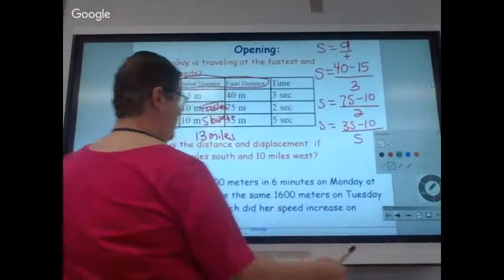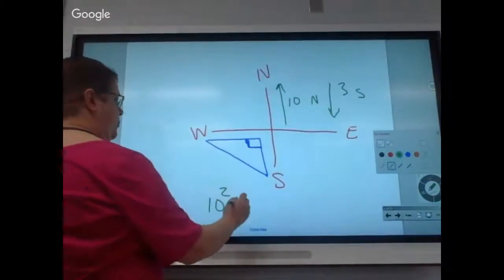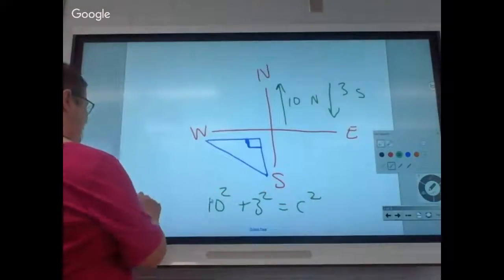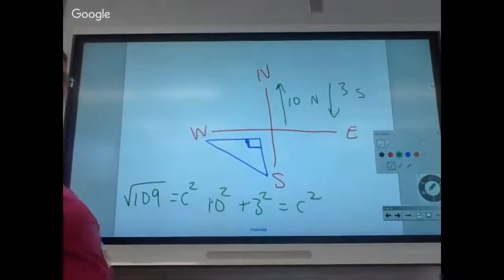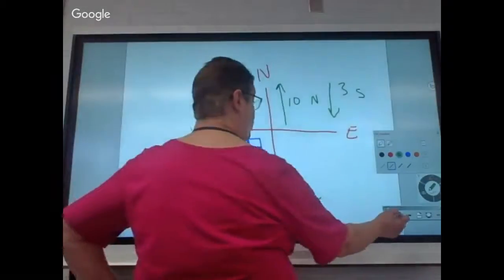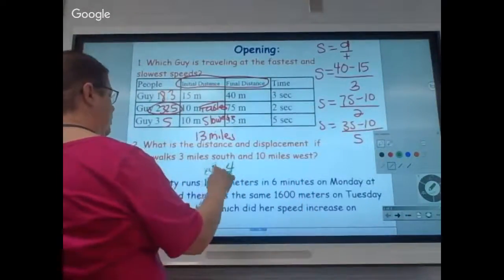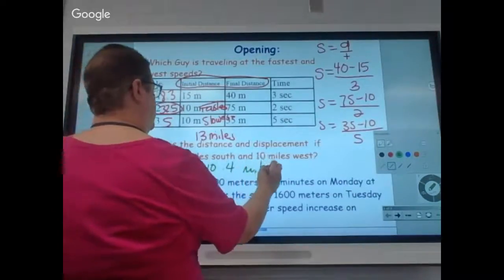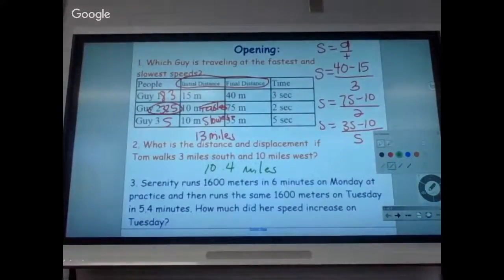So Tyler said to use 10 and 3 and use the Pythagorean theorem. So you use 10 squared plus 3 squared equals c squared. So what is that, 109? Equals c squared. So what's the square root of 109? 10.04 or 10.4? 10.4. Whoops, looks terrible. All right, so 10.4 miles. Everybody okay with that? All right, so, and number 3.